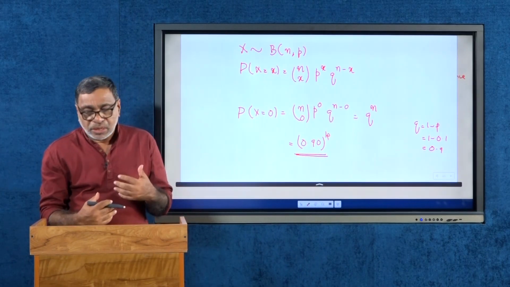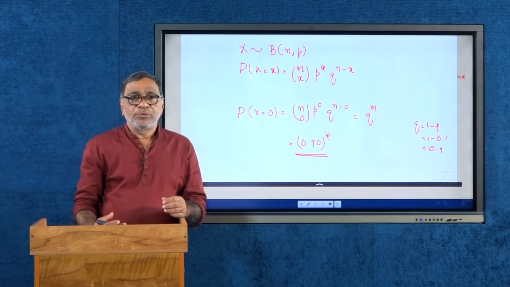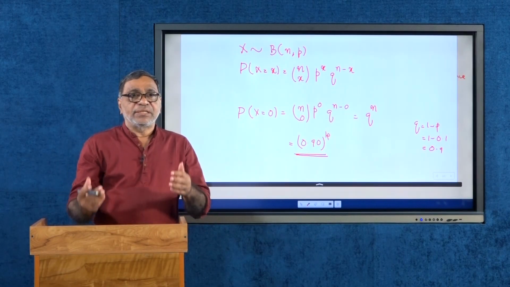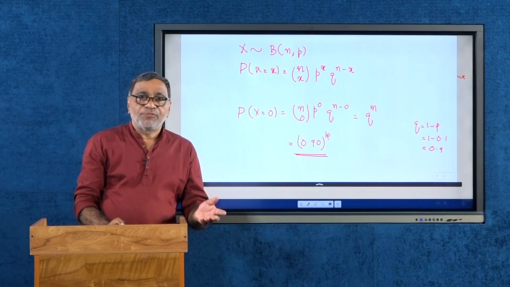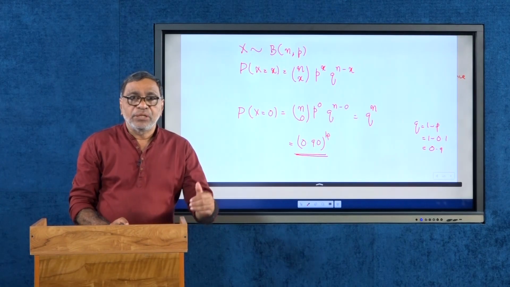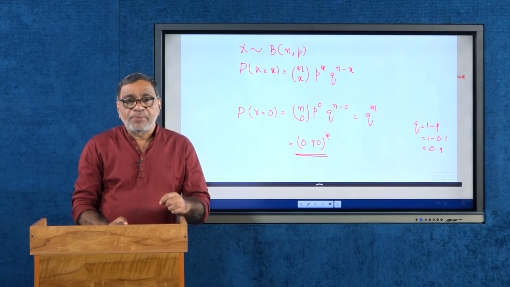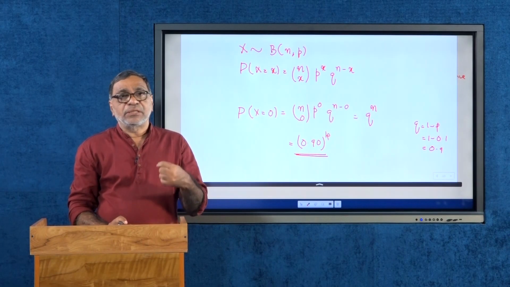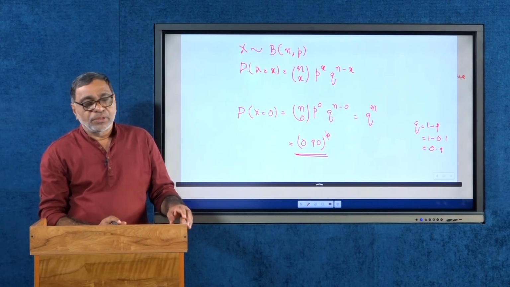So this is a problem where we are applying binomial probability, because we have a random experiment of selecting items, and the items are either defective or non-defective, and the probability of getting a defective is already given as 0.1. So the probability of getting 0 defectives when we are selecting 4 items is 0.9^4.